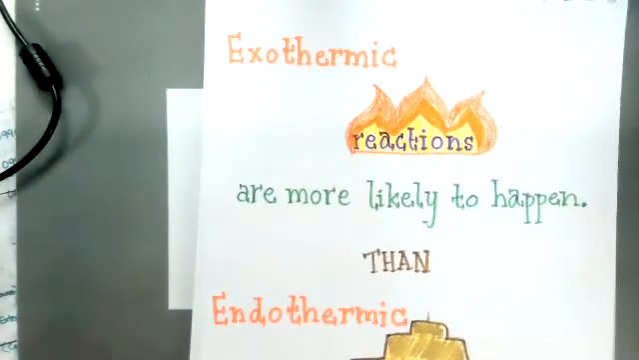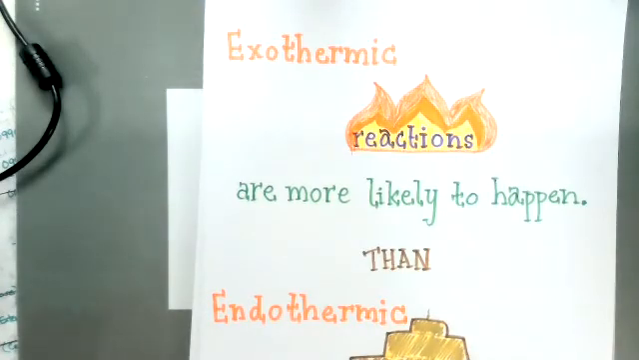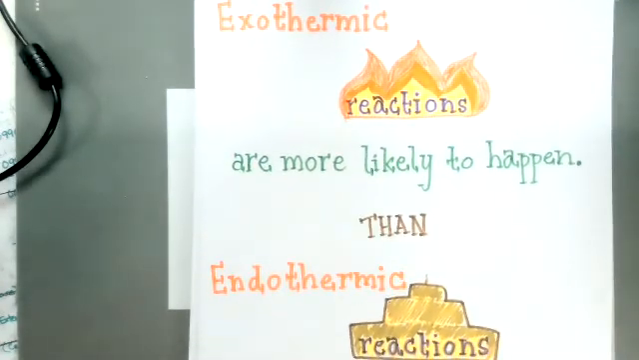Basically, exothermic reactions are more likely to happen than endothermic reactions. This is because exothermic reactions need less activation energy, so even a small amount of energy is going to set the reaction off. That's why houses catch on fire by a small spark. You just need that one activation energy, and the rest of the reaction is going to happen automatically. But for endothermic reactions, you need to give them energy.